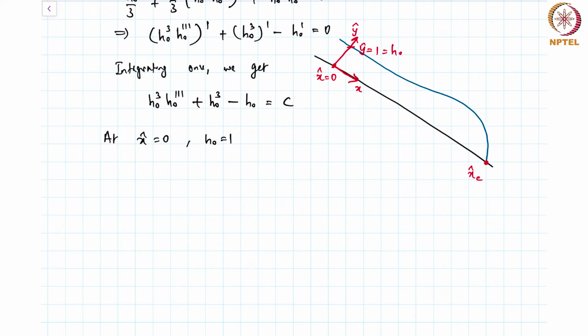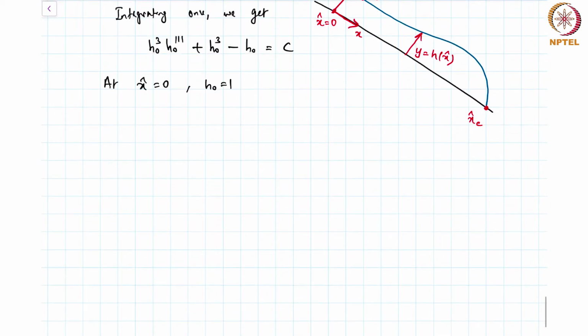But anywhere else, the height is given by y is h of x hat. By the way, there is no need to write a y hat there. Y is sufficient because we have only rescaled in the x direction, not in the y direction. Sorry, this is another mistake I made. It is not x hat comma t, it's just x hat. H of x hat is only a function of space, not of time. So this is what we have.